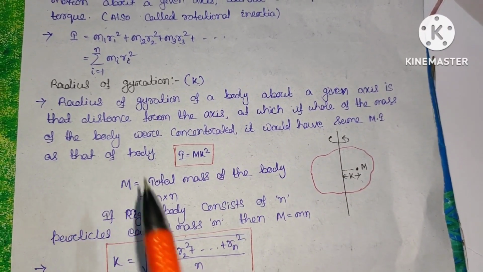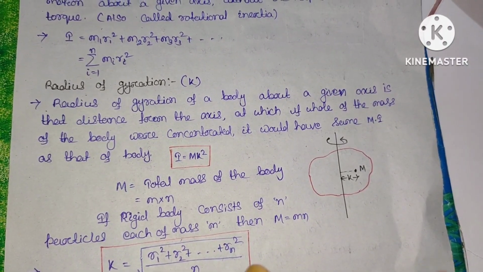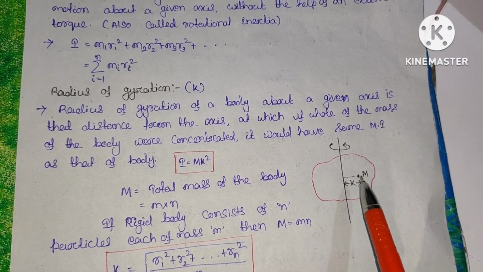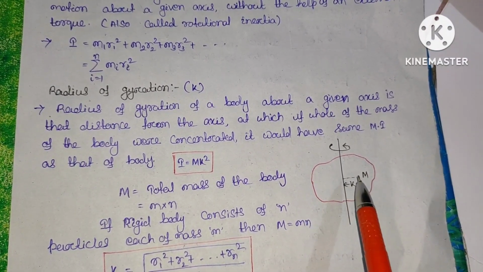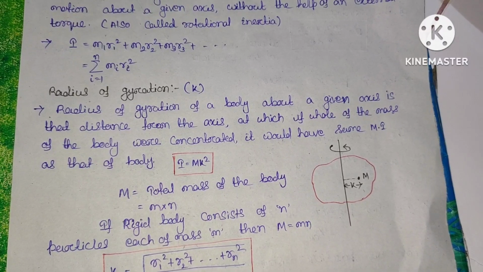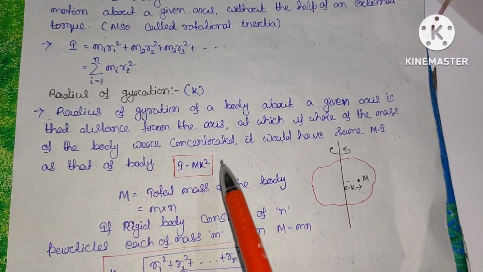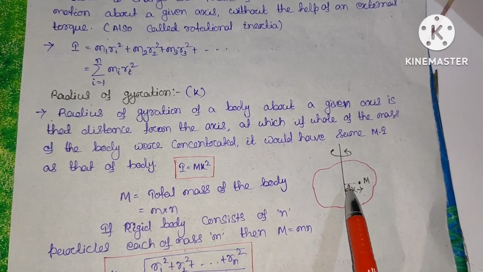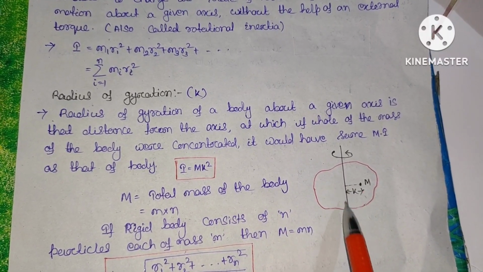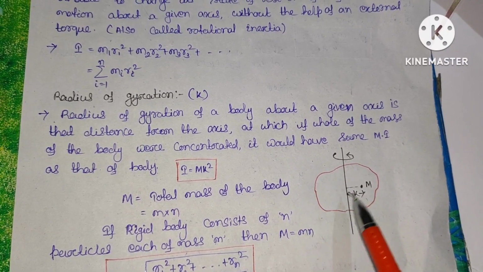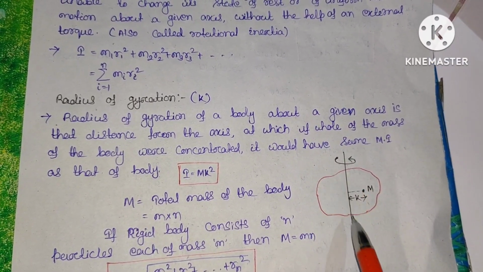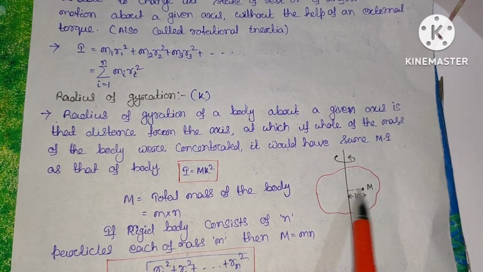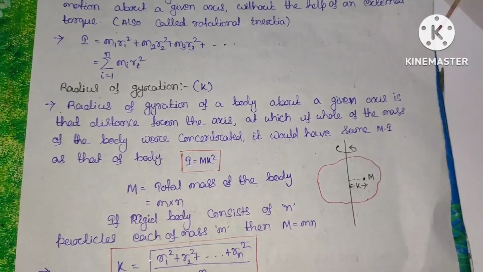So what is the difference between the center of mass and the radius of gyration? Center of mass tells the point where the whole of the mass of the body is concentrated, but the radius of gyration is a distance. Center of mass is the point and the radius of gyration is simply the distance. Suppose this is a rigid body and along this axis we have to calculate the moment of inertia. From that axis to the center of mass, this distance is known as the radius of gyration.